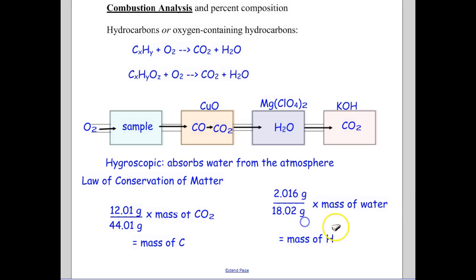to get the amount of hydrogen in our original compound. Each water contains 2 hydrogen atoms, 2.016 grams, and the molar mass of water is 18.02 grams, so that fraction times the mass of water given in our problem tells us the mass of hydrogen in the water. The law of conservation of matter says that the mass of hydrogen in water is the same as the mass of hydrogen in the original compound. Oxygen doesn't work that way. It's a little more complicated, but we'll take a look at it.